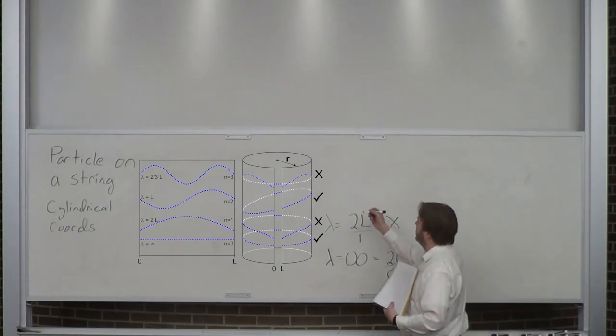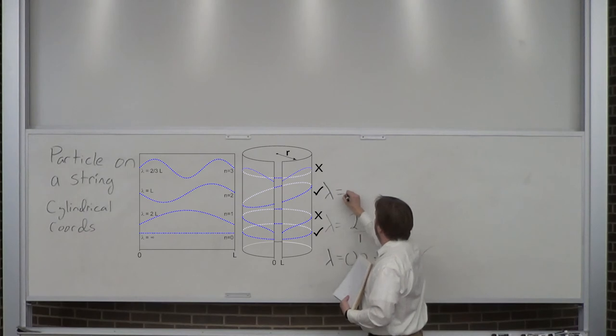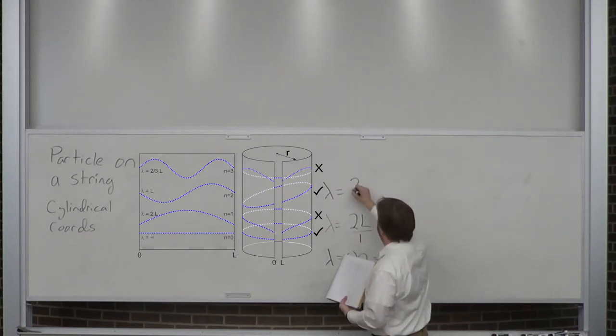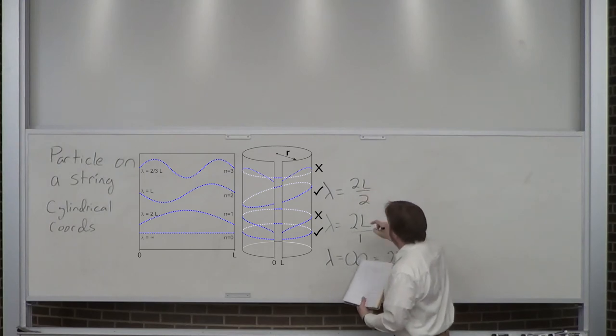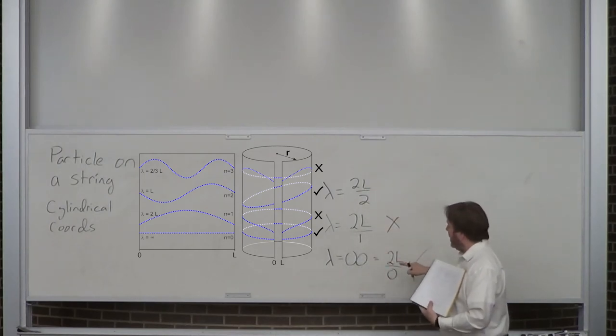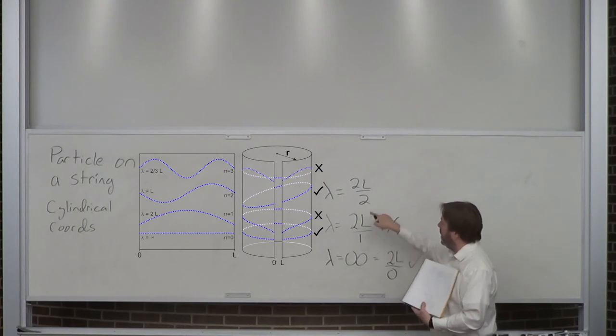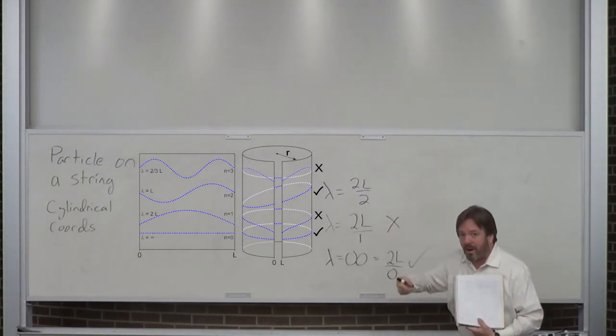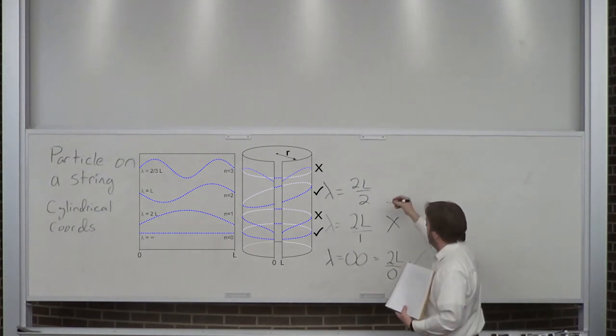Okay, now let's look at the next one. That is a wavelength of L, so guess what? I'm going to call that 2L over 2. Now, can you see the pattern that I'm developing? 2L over 0, 1, 2, and on and on, the next one's 3, the next one's 4, and on and on. You get it? And guess what? That's a pass.